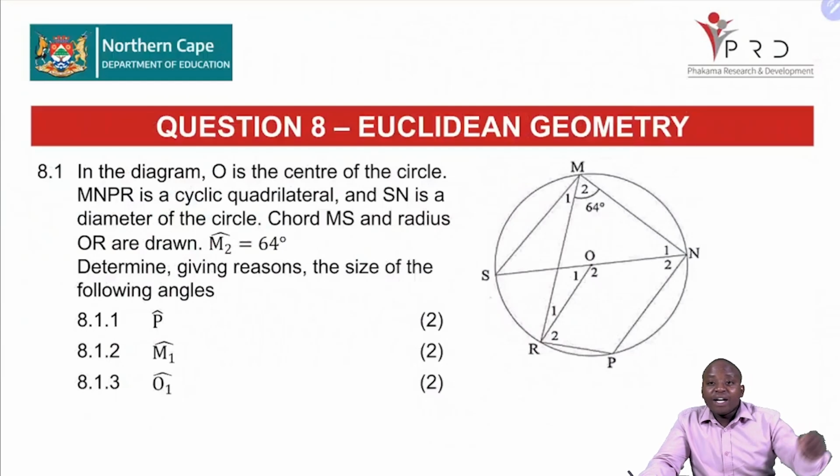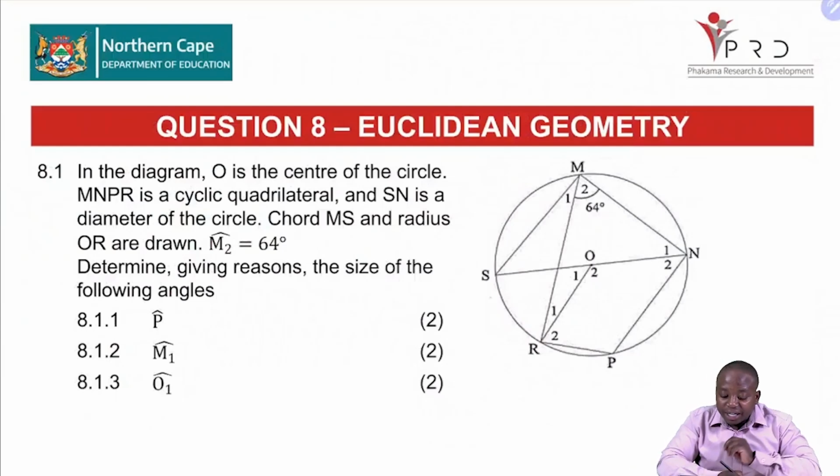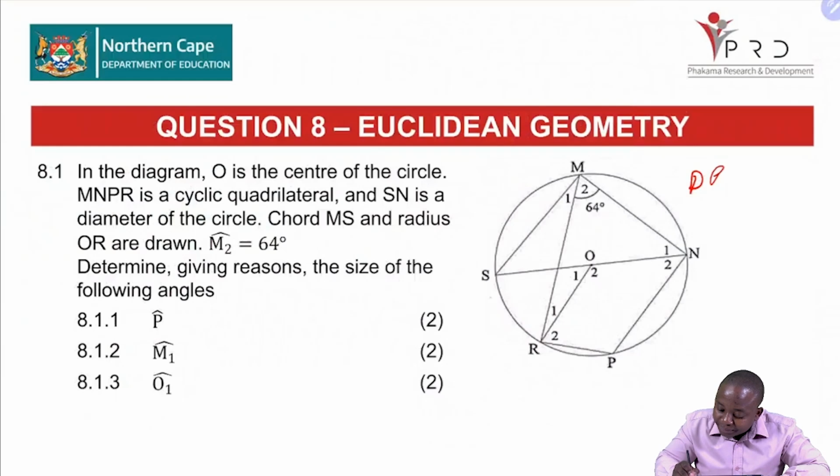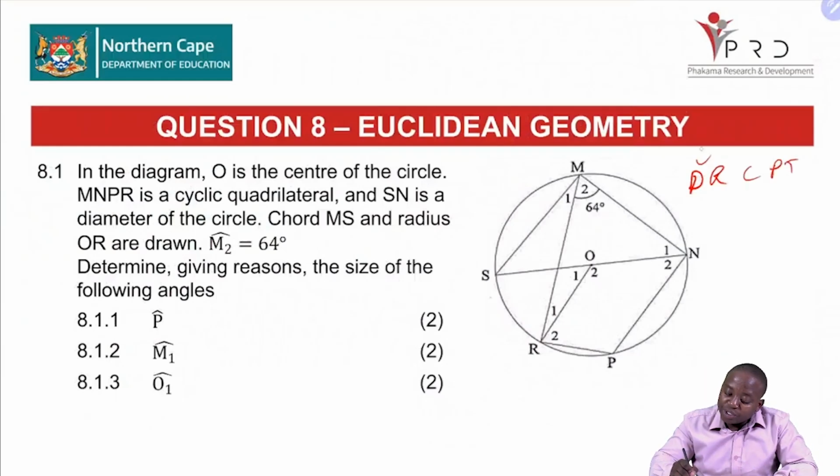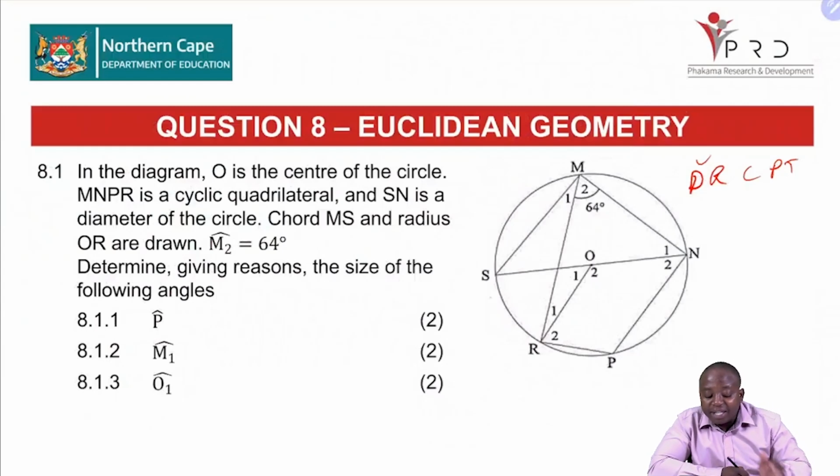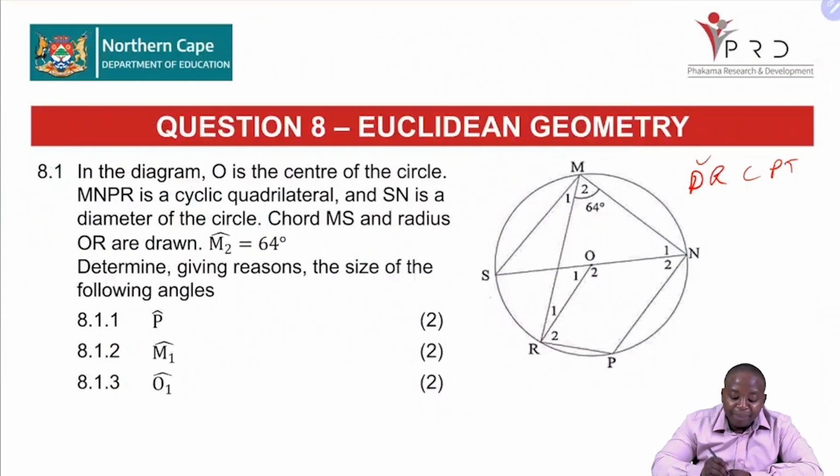Welcome back, grade 12. Now, let us focus on question 8.1. For this question, I would like us to employ our pre-analysis strategy, which is DR CPT. We are going to start with the D: are there any diameters? But before we apply that, let's start with our statement. In the diagram, O is the center of the circle. They told me that O is the center of the circle. MNPR is a cyclic quadrilateral. So I have a cyclic quadrilateral.